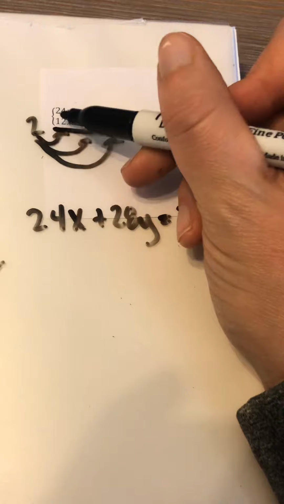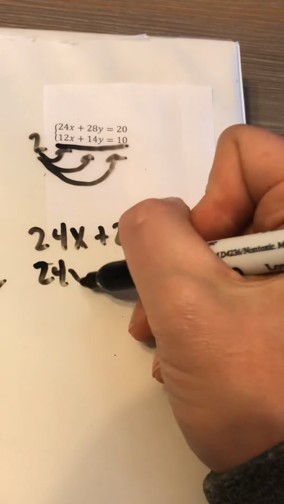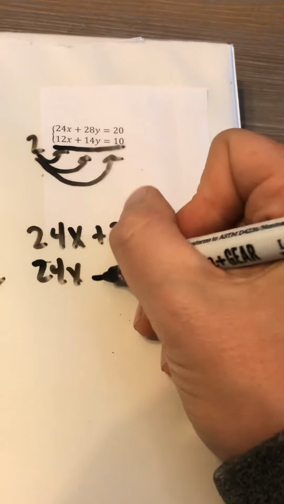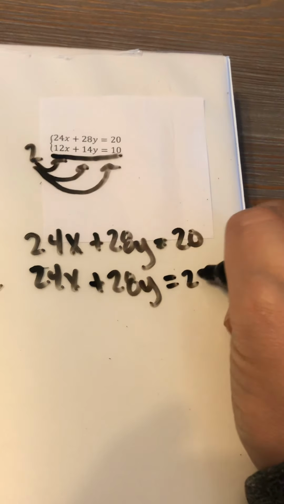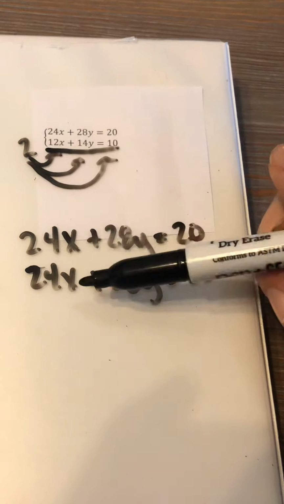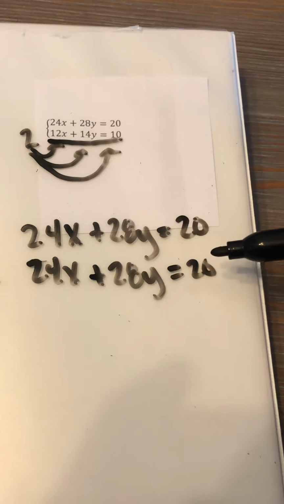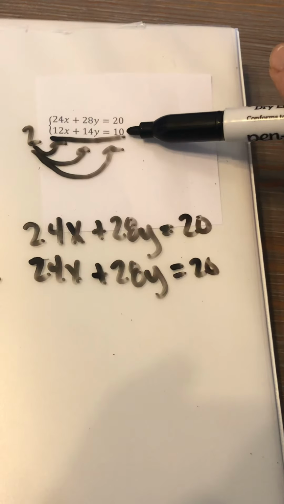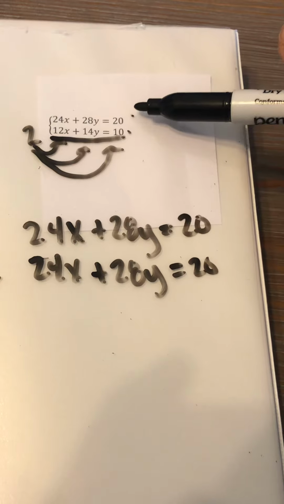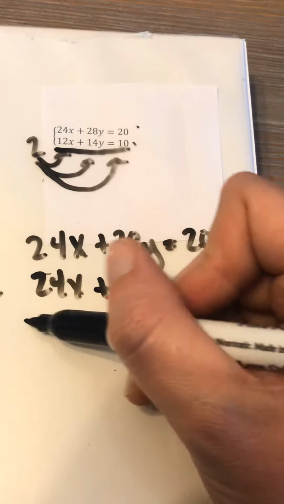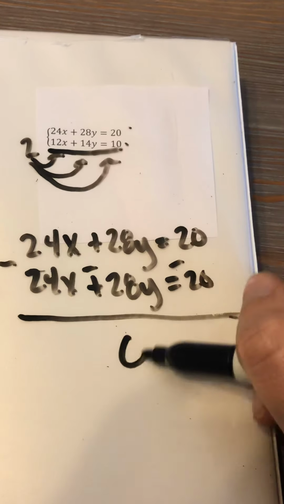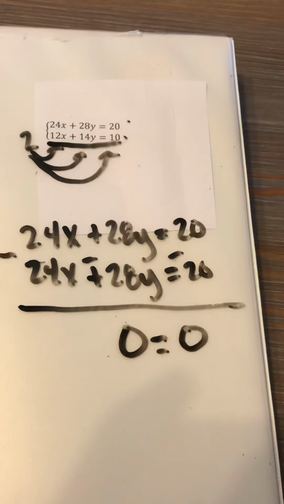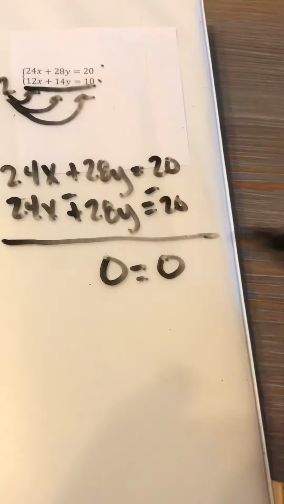And then 2 times 12 is 24. 2 times 14 is 28. 2 times 10 is 20. So by now you guys can definitely see that these are the same equation. This one, when I doubled it, became the first one. So if I were to eliminate and I subtracted everywhere, it would be that 0 equals 0. This is always true.